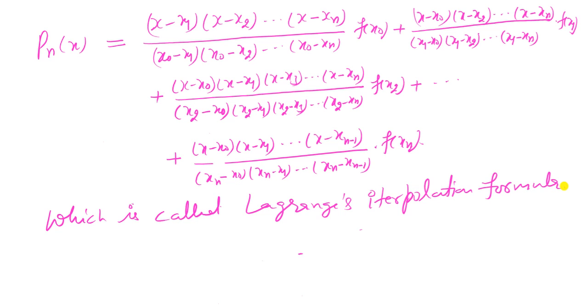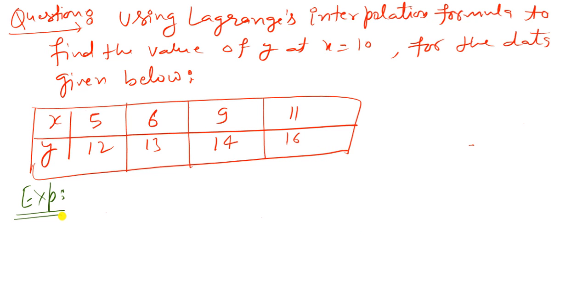Here I will explain this concept with the help of a numerical problem. The problem is: using the Lagrange interpolation formula, find the value of y at x is equal to 10 for the data given below. The x arguments are 5, 6, 9, 11, and the y values corresponding to the x arguments are 12, 13, 14, 16.